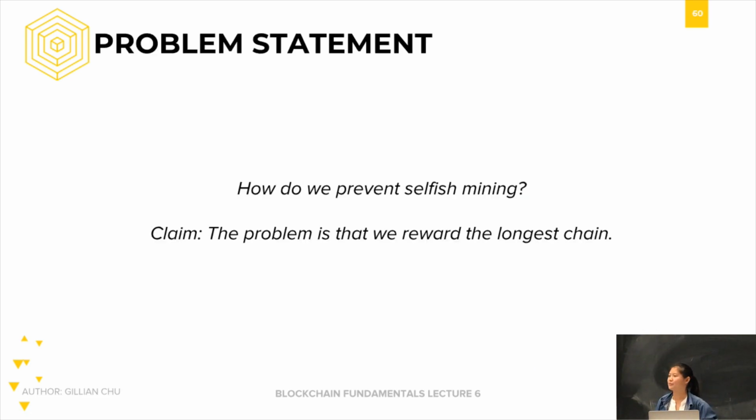Okay, so let's return to the question. How do we prevent selfish mining when the problem is that we reward the longest chain? This is just how we do it so far, right? We reward the longest chain. So given that we talked about network topology, let's have a discussion on how we can prevent selfish mining in this situation. Discuss. Discussion, please. Commence.